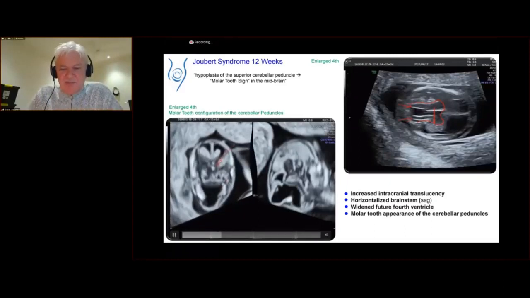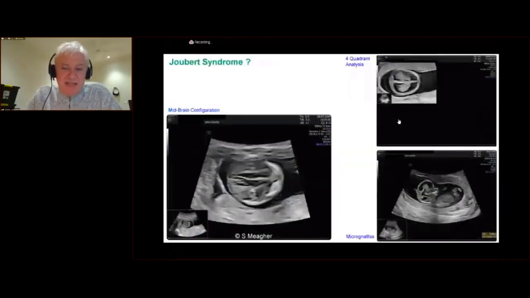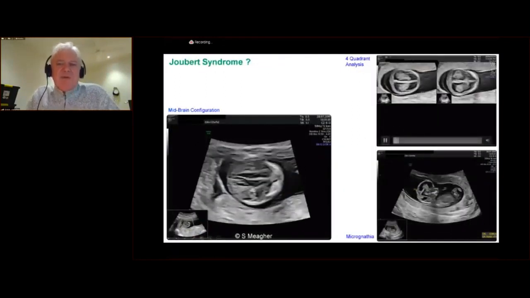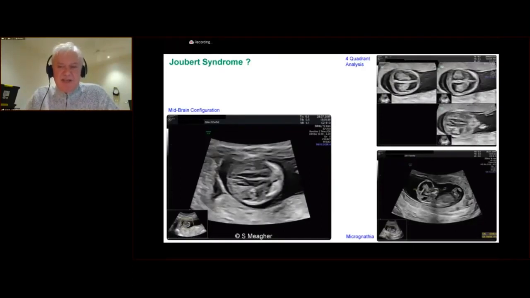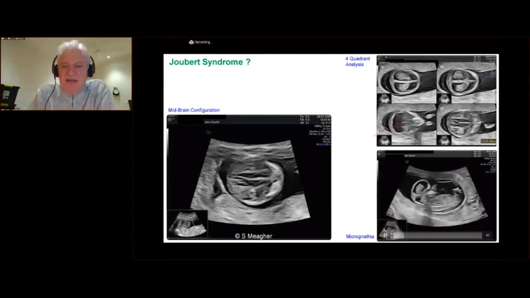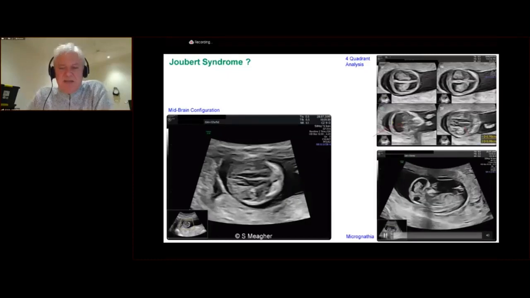And so in a sense, I think, yes, we can have clues to it, but for most of these, I would only really go down that track if I had a prior history. And here's another example of a fourth section analysis of a fetus in the first trimester with a grossly dilated fourth ventricle and that typical molar tooth configuration. What's also of note in this fetus is severe micrognathia, and severe micrognathia is also part of the Joubert syndrome. So phenotypically, yes, it had the features of it.